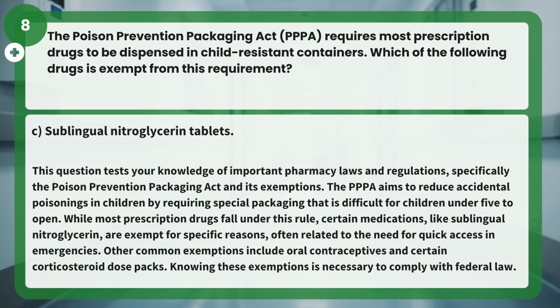Answer: C. Sublingual nitroglycerin tablets. This question tests your knowledge of important pharmacy laws and regulations, specifically the Poison Prevention Packaging Act and its exemptions. The PPPA aims to reduce accidental poisonings in children by requiring special packaging that is difficult for children under 5 to open. While most prescription drugs fall under this rule, certain medications, like sublingual nitroglycerin, are exempt for specific reasons, often related to the need for quick access in emergencies.